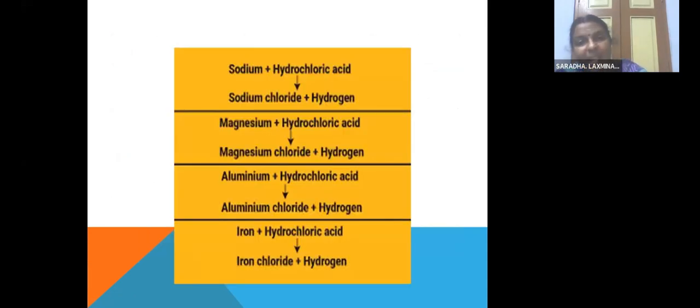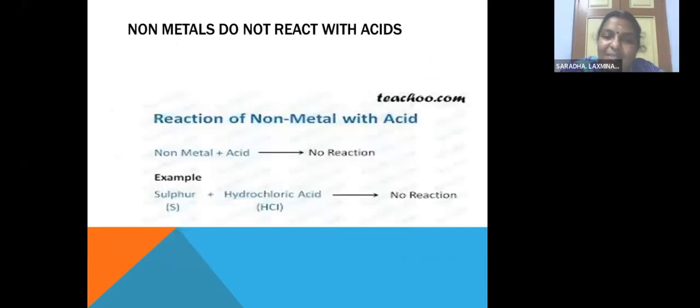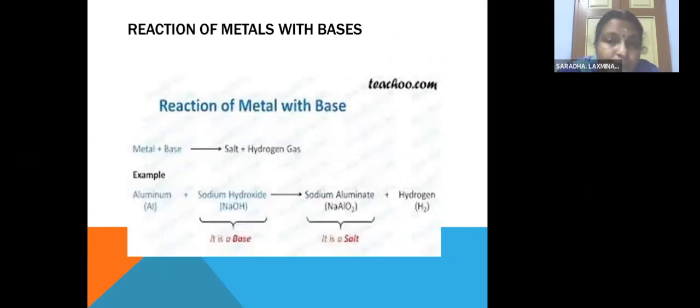Sodium plus hydrochloric acid gives sodium chloride plus hydrogen, all possible combinations. Magnesium plus hydrochloric acid gives magnesium chloride, aluminium plus hydrochloric acid, iron plus hydrochloric acid gives iron chloride plus hydrogen. You can give some examples like this. Now, reaction of non-metal with acid generally does not happen. Give an example of a non-metal like sulfur, which does not react with the acid. So, no reaction happens. Now, reaction of a metal with a base.